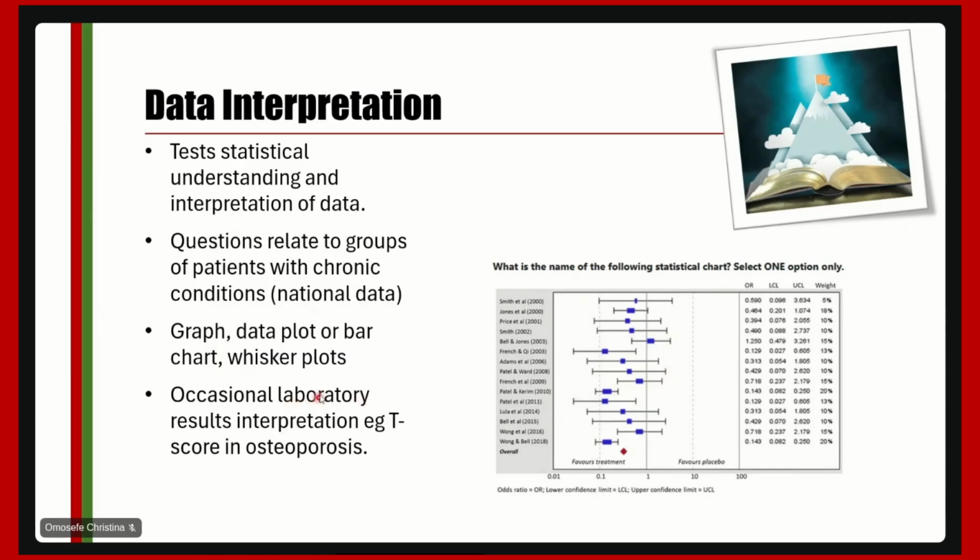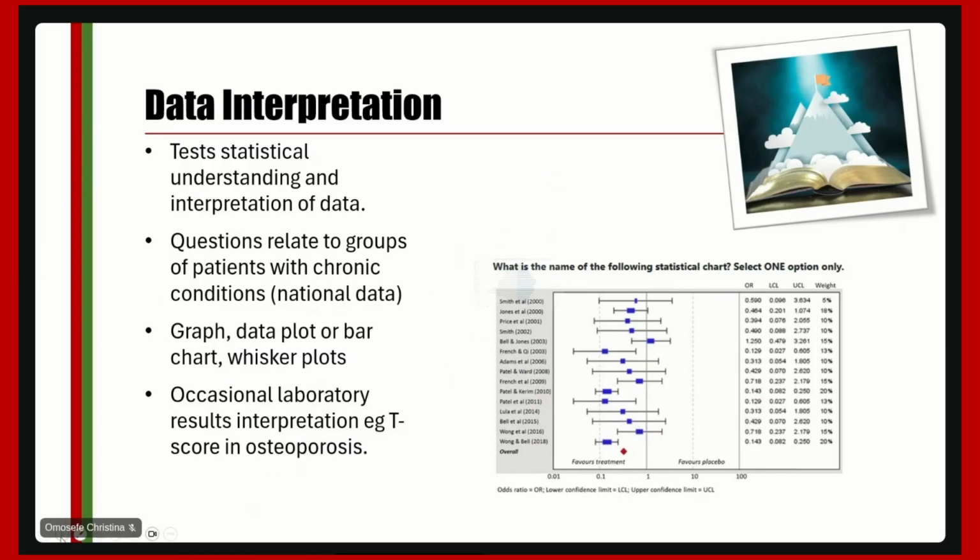Sometimes they will bring you lab results. Especially, I recall learning about the T-score in osteoporosis, that's why I put it there. They bring you lab results and the graph of the lab results and ask you to interpret it. Does this patient have osteoporosis or osteopenia? Or they will bring you an audiogram, which is a hearing test, show you the results and ask you to interpret it, including ECG as well. So that's where data interpretation or pictures also come in.